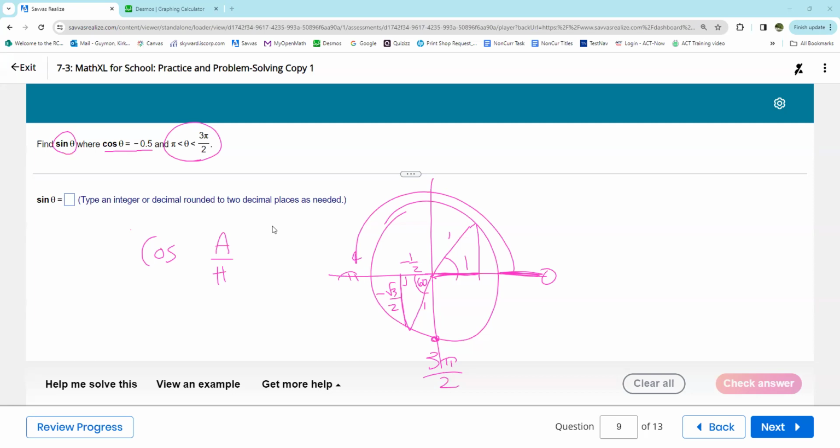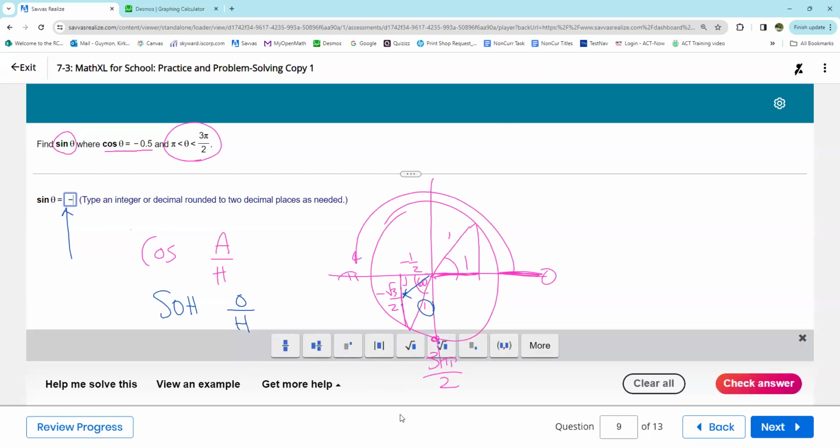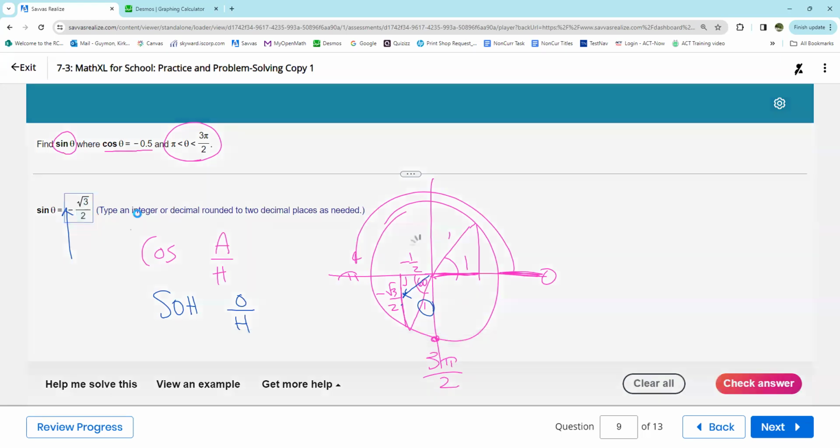They're asking for the sine, and sine is the opposite over the hypotenuse. So opposite side and the hypotenuse. A negative square root of 3 over 2, that should just be our answer because it's over a 1. Let's put it in there and see what it says. A negative fraction, square root of 3 over 2. And I think that should do it.